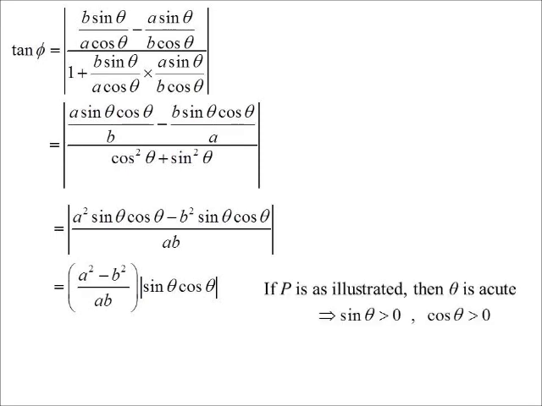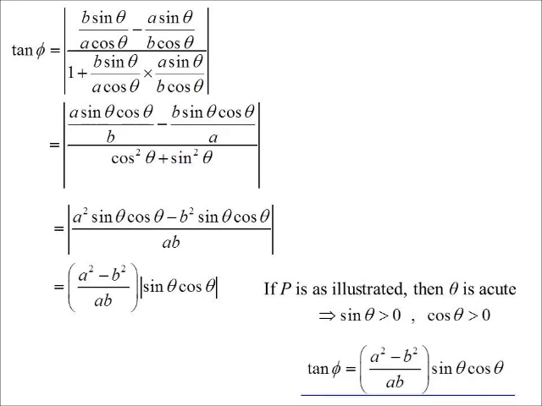Now, this is where on that particular year I said, well, okay, if P is as illustrated in the diagram, then we know theta is acute. So I can say that sine theta and cos theta would be positive. So I get the result that they're looking for.